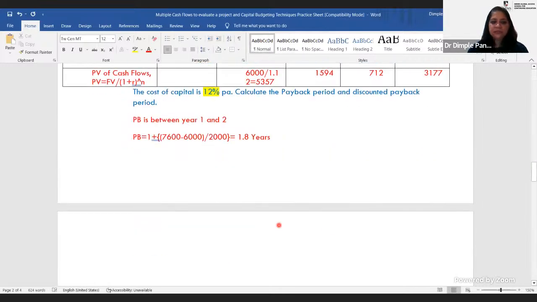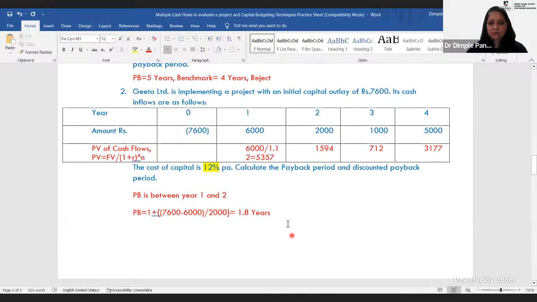So that means I'll just do it over here so that you are able to see. My discounted payback period is going to be equal to 2 plus. How much is the amount to be recovered in the third year? It is going to be 7,600 minus 5,357 recovered in the first year, 1,594 recovered in the second year. So the remaining is the amount that I would have to recover in the third year. From where will I recover? I will recover this from 712. So what will be my discounted payback period?